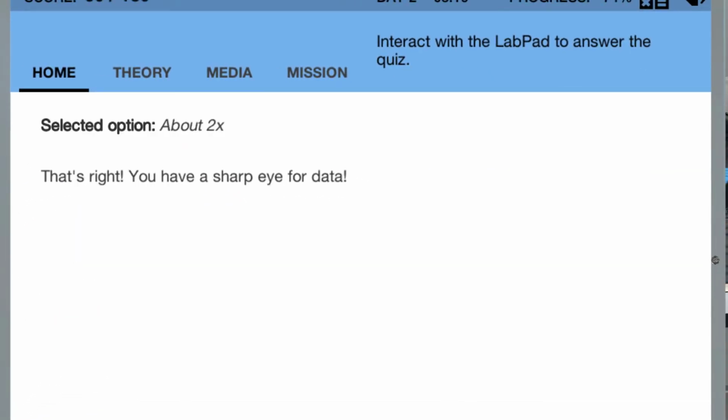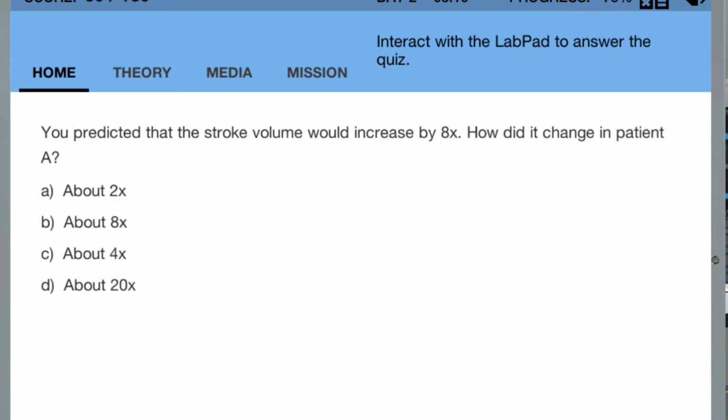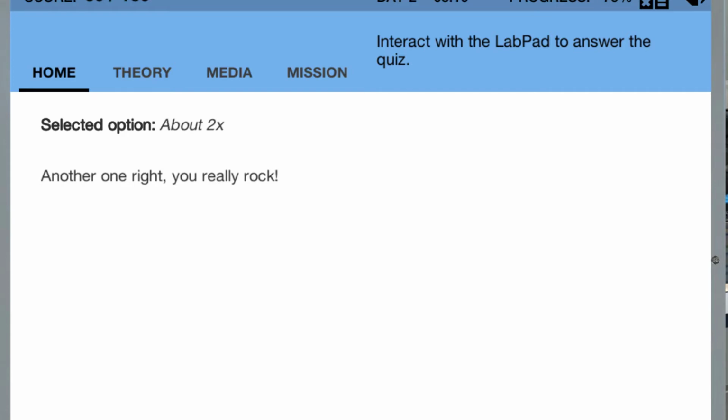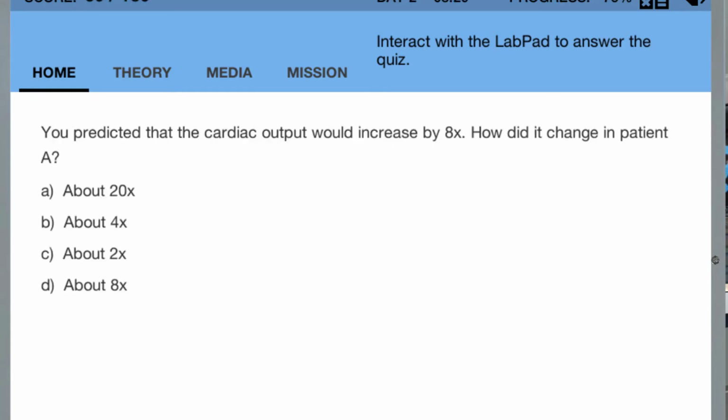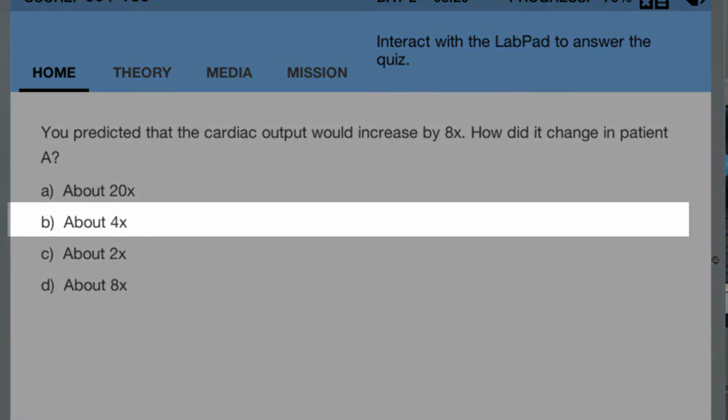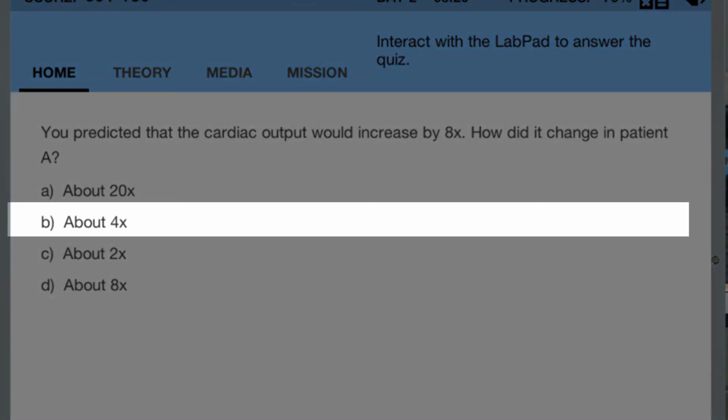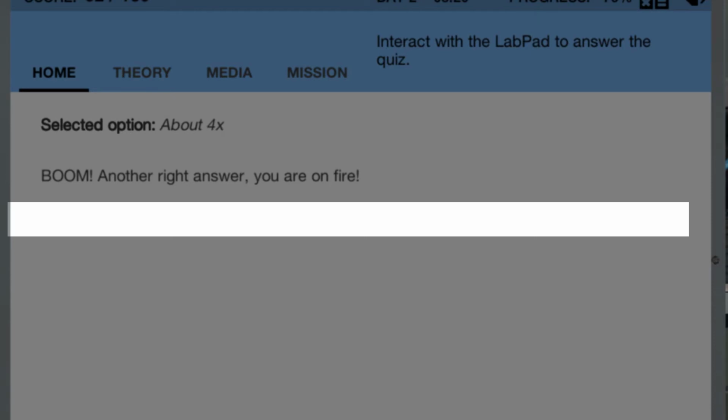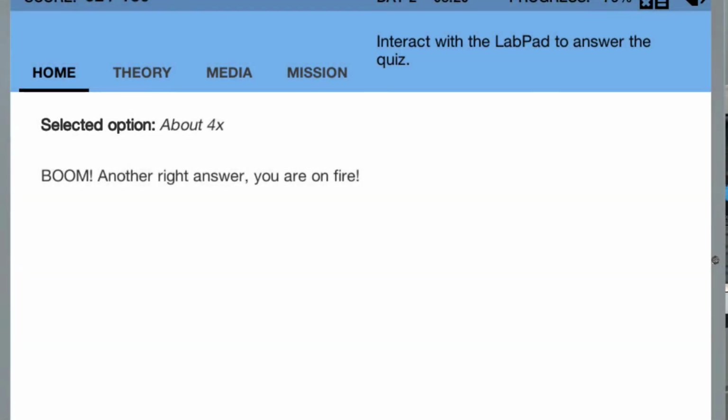That's right. You have a sharp eye for data. You predicted that the stroke volume would increase by 8 times. How did it change in patient A? Another one right. You really rock. You predicted that the cardiac output would increase by 8 times. How did it change in patient A? Boom. Another right answer. You are on fire.